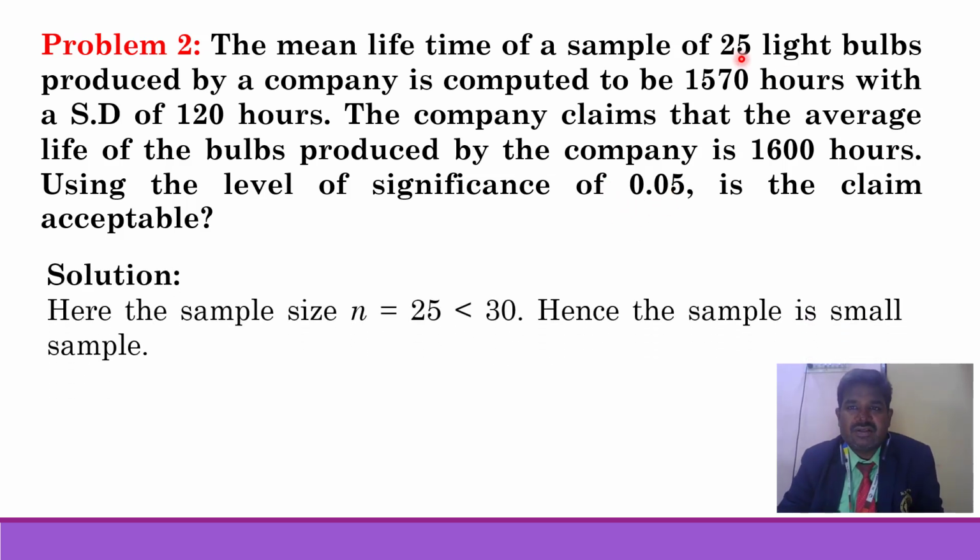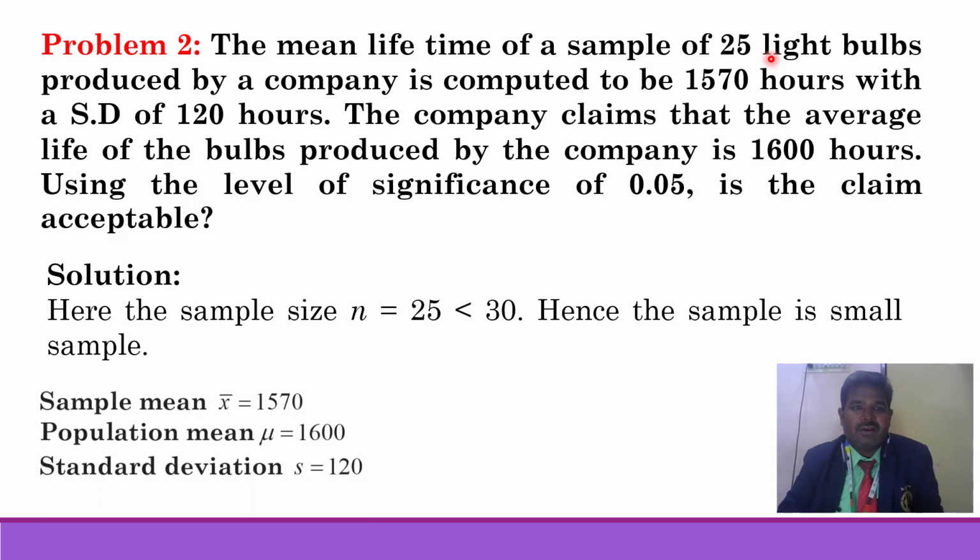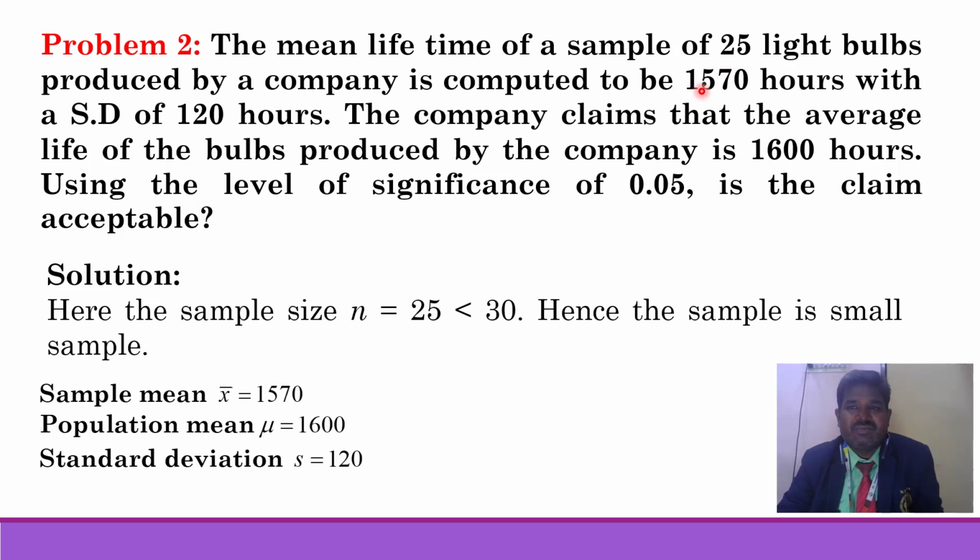So here what is n? The size of the sample is 25, which is less than 30, so we consider it a small sample. Here the sample mean is given, 1570, which we denote by x bar, and the population mean mu, the whole company lifetime of the bulb, is 1600, so mu is 1600. The standard deviation of the sample is given, 120 hours, so s is 120. So we need to analyze, based on this, whether the claim is acceptable or not.